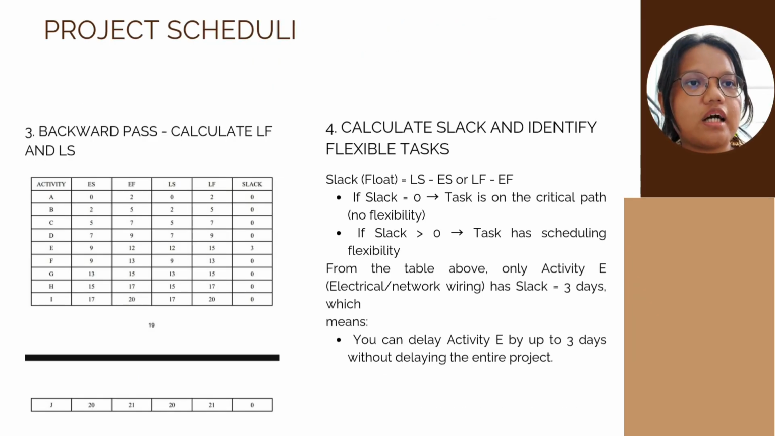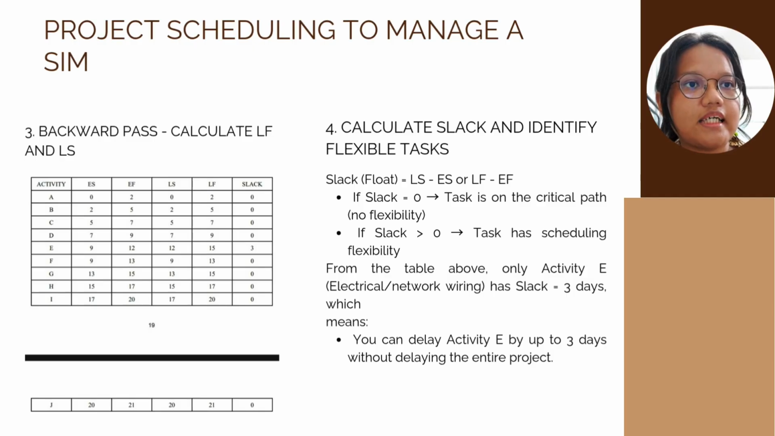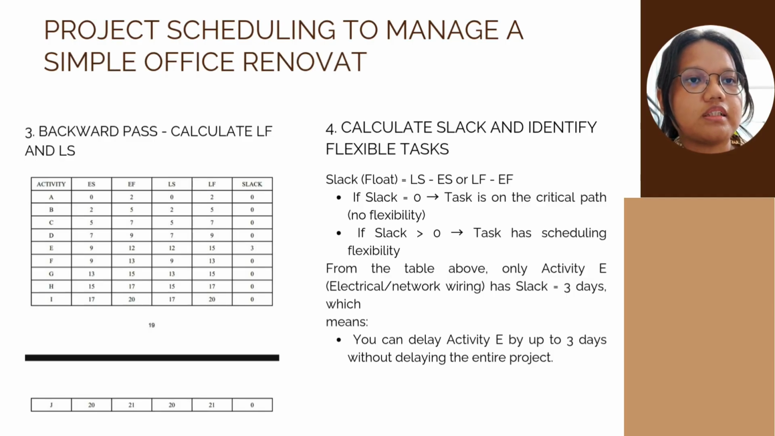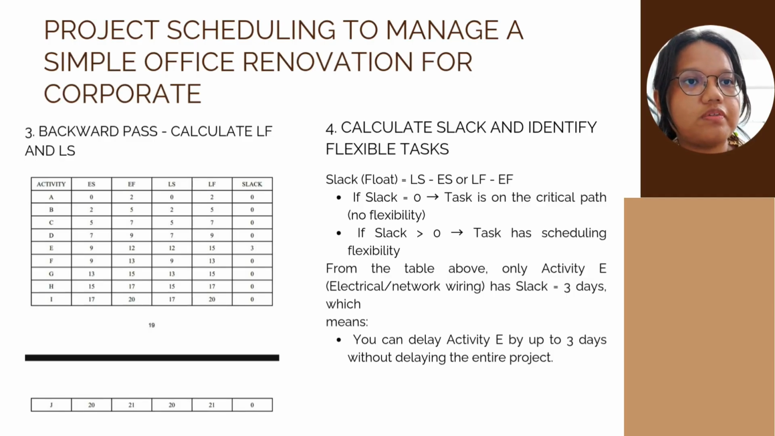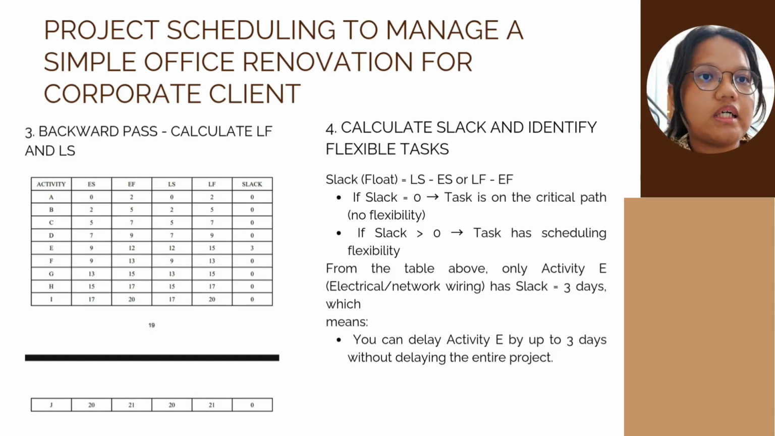For this slide, I will talk about calculating slack and identifying flexible tasks. Slack, or float, is equal to LS minus ES, or LF minus EF. If slack is equal to 0, that means the task is on the critical path with no flexibility. Meanwhile, if slack is more than 0, the task has scheduling flexibility.